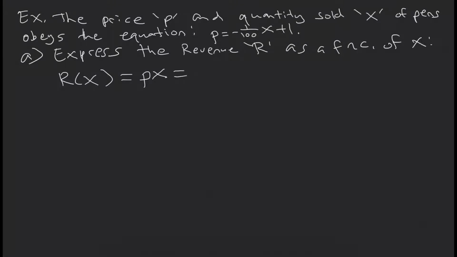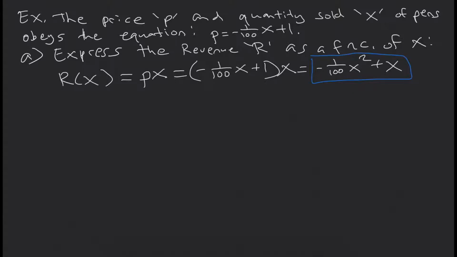And in this case, we know that P is equal to -1 over 100 X plus 1. That's going in for P, so we still have an X on the outside. I'll go ahead and simplify that, distribute that X in: -1 over 100 X squared plus X. So representing the revenue as a function of X, we can do that.